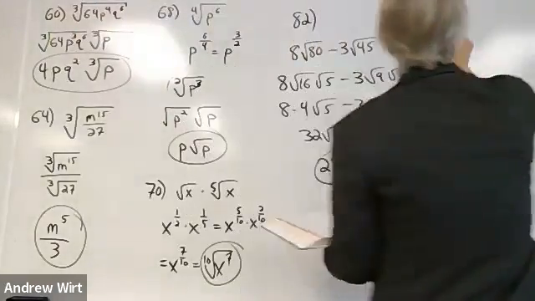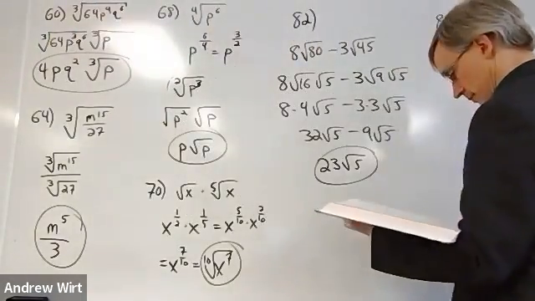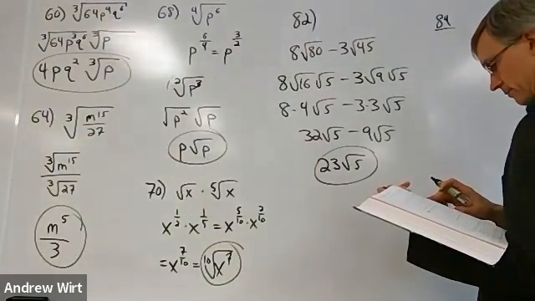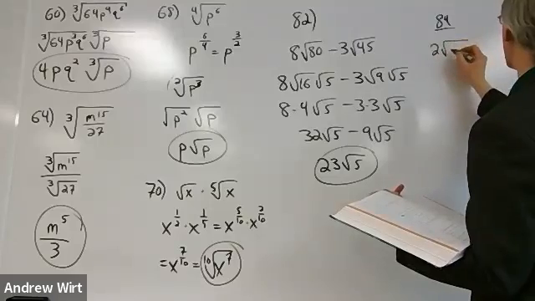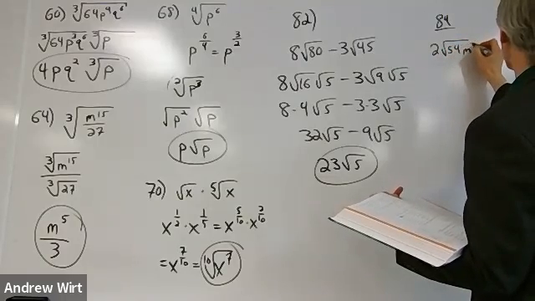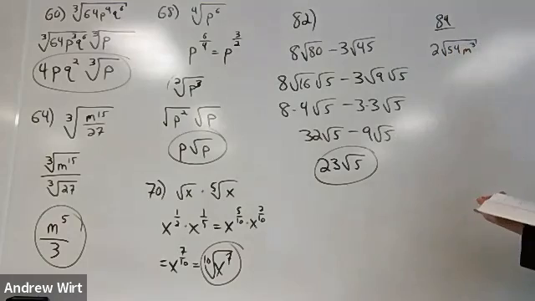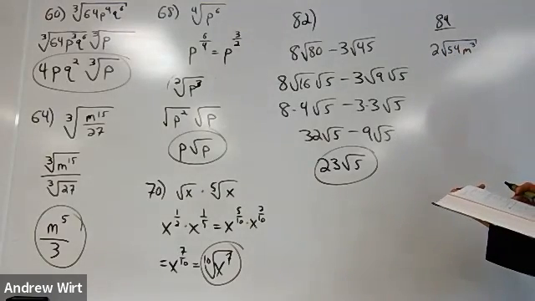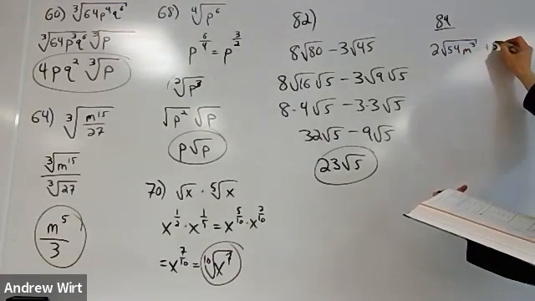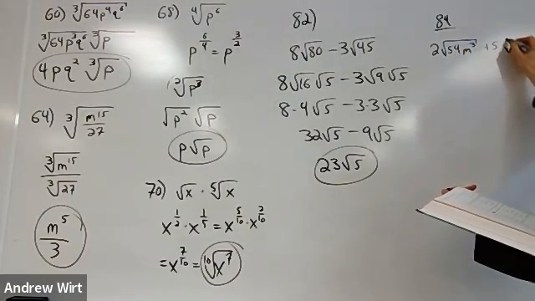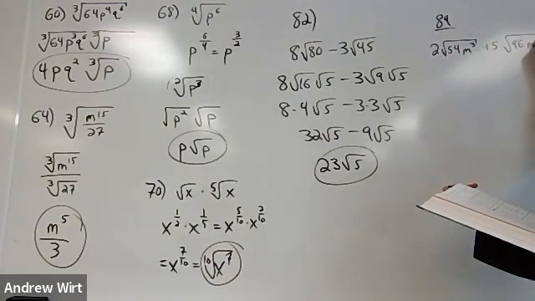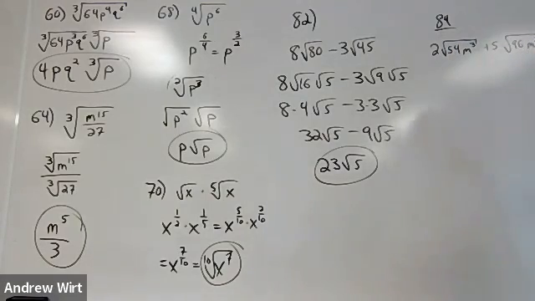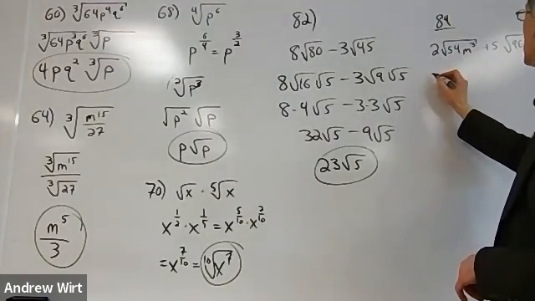84. So you got 2 times the square root of 54m to the 3rd power, plus 5 times square root of 96m to the 3rd. All right, same game. We need perfect squares here.